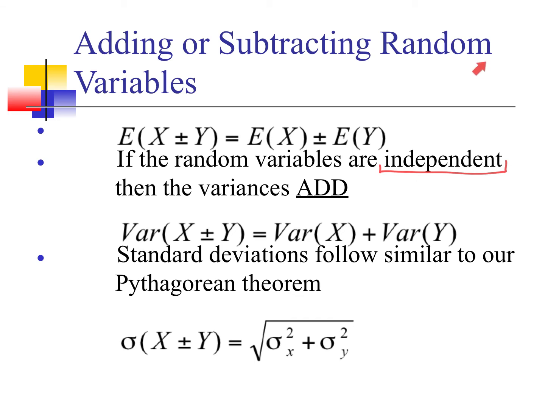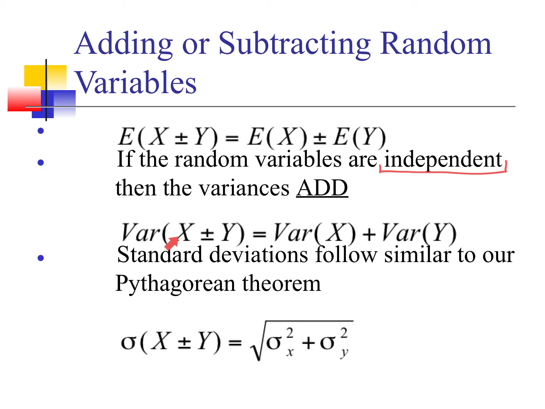Now, if I'm adding and subtracting independent random variables, the expected value of one random variable plus or minus the second is the same as just adding or subtracting the means, the expected values. If they're independent, then the variances add. The variances never subtract because it never becomes less variable when you're subtracting numbers.